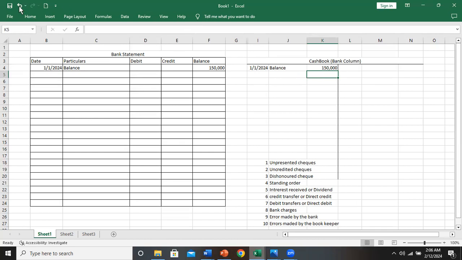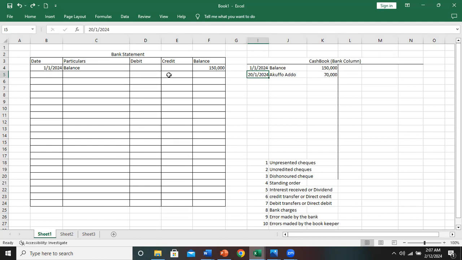Yes, please. Okay, so I'm saying that uncredited checks are checks that the business has received, but the bank has not yet credited. So we know that when the business receives a check, it debits the cash book. So the example I gave is Akufo-Addo giving the business a check. The business will debit the cash book. And when we do that, you see the balance of the cash book will be 220.